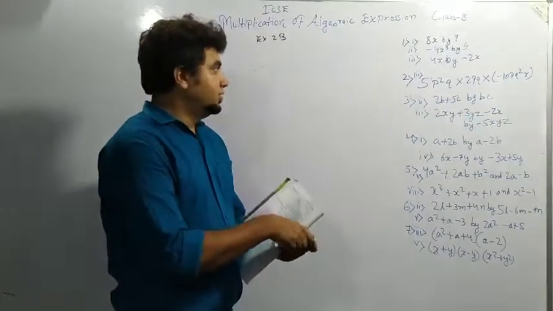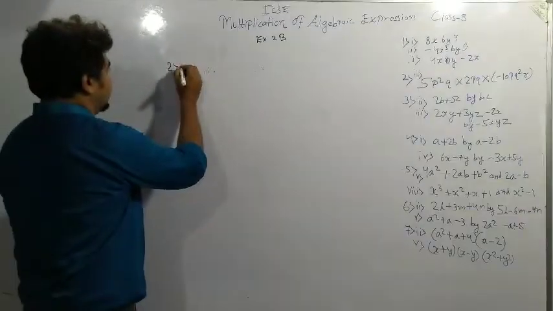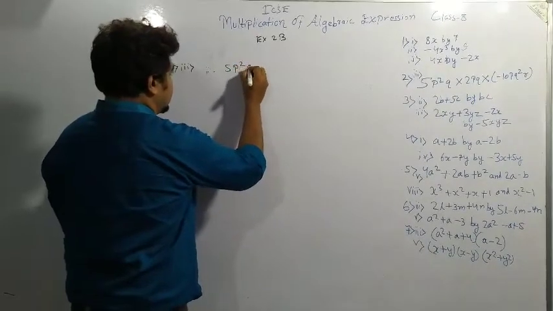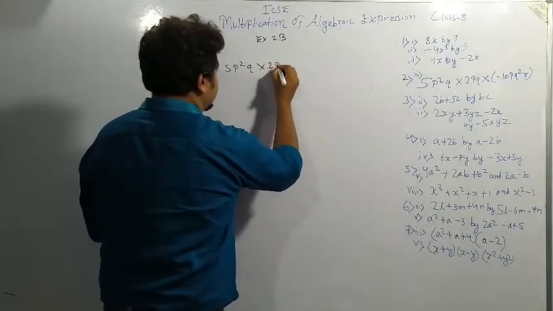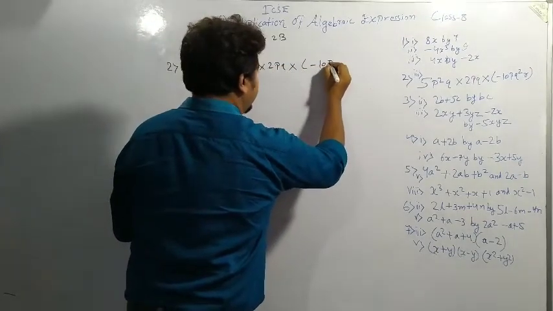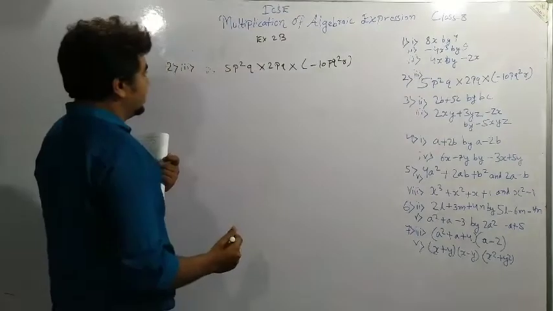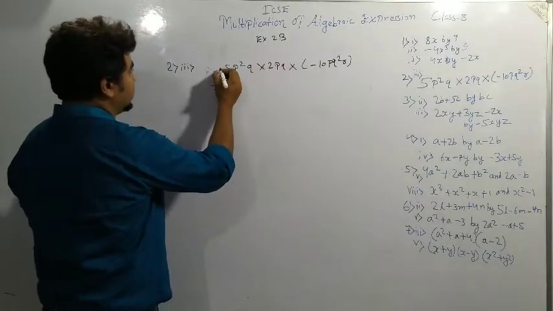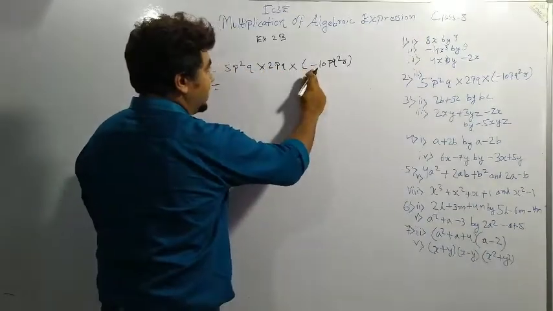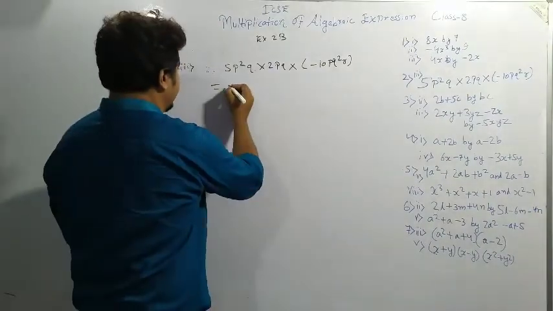Okay, now we'll be solving question number 2 bit 3. It is given 5p square cube into 2p cube into minus 10p q square, and r. The first thing we have to write is how many minus signs there are. Nothing is given means plus, nothing is given means plus. Here it is a minus sign. So the number of minus signs here is 1, and 1 is an odd number. So we will be writing here minus.